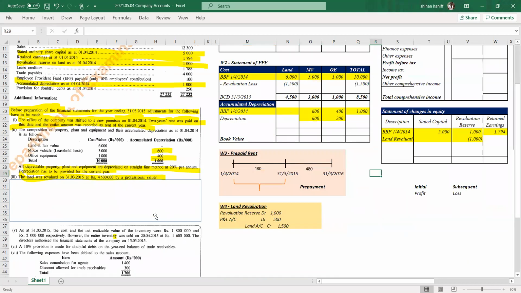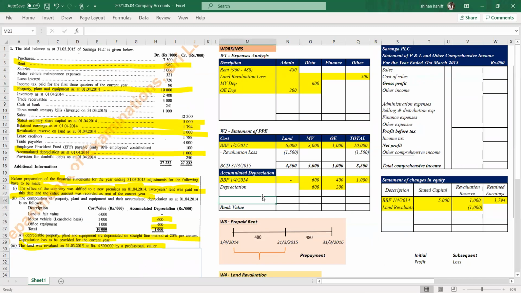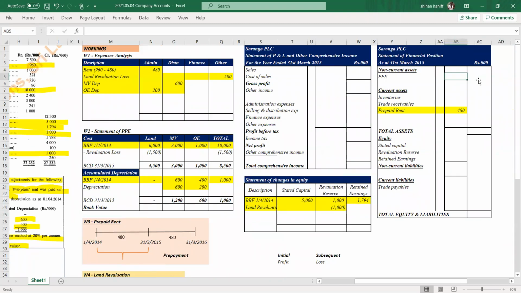Then there are no other transactions related to PPE. Get the closing balances. Balance carried down 31st March 2015. And tell me what is the final book value amount that you have to take to the statement of financial position, PPE. Yeah. What is the value you take here? What is the value you have to take to the PPE?